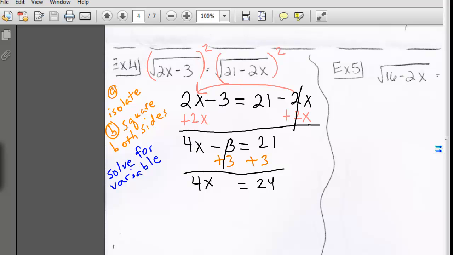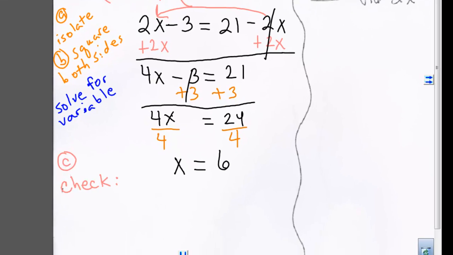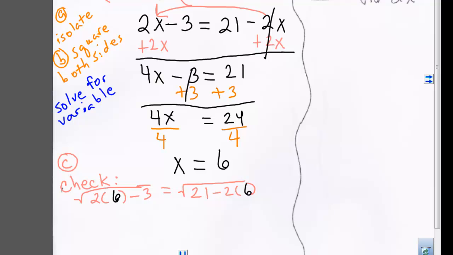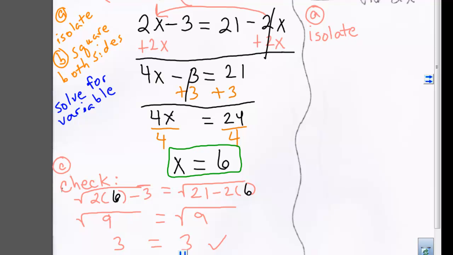Bringing 2x to the other side, we get 4x minus 3 equals 21. Then adding 3 to both sides gives us 4x equals 24. Divide by 4, and x is equal to 6. Plug in 6 for both radicals. Square root of 9 equals the square root of 9. That is a true statement, so x equals 6 is our answer.